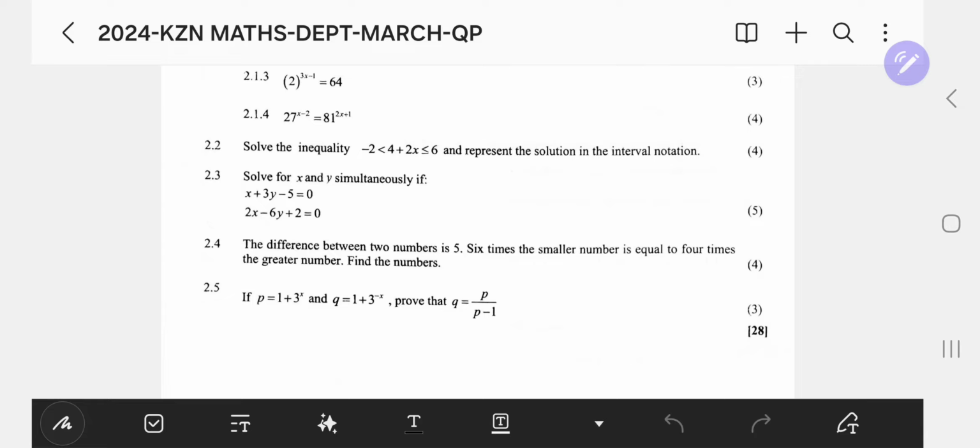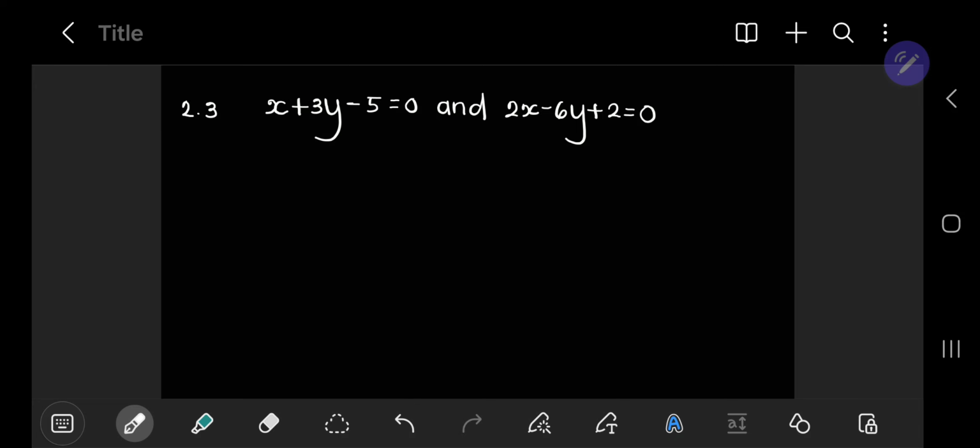In question 2.3, you need to solve for x and y simultaneously, and you are given 2 equations. Let's start off by writing that down. The easier equation to start off with here would be the first one, because we can easily get x alone. So let's take the 5 over to the right, it becomes positive 5. Let's take the 3y over to the right, it becomes negative 3y.